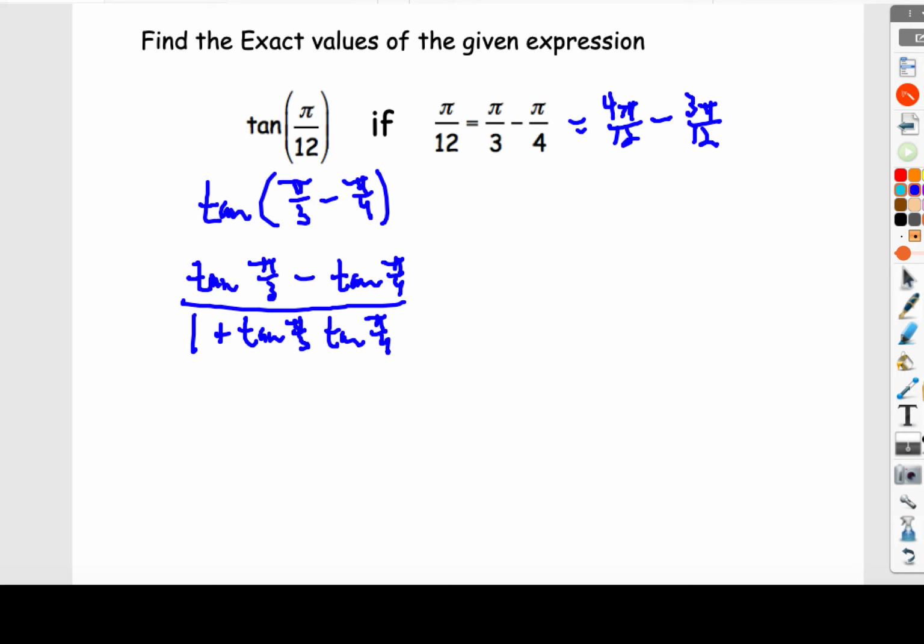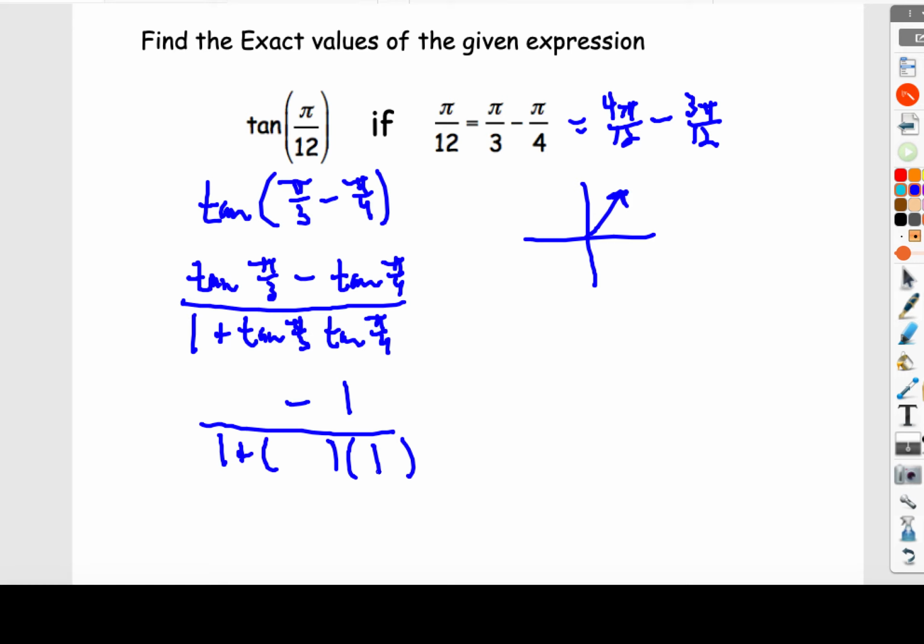Well, in that case, we just need to know tangent at pi over 3 and tangent at pi over 4. So if we think to our unit circle, pi over 4 is a 45-degree angle, which means, remember, the tangent will be equal to 1. So let's go ahead and fill that in. Tangent at pi over 4 is a 1. Down here on the bottom, 1 plus, and again, tangent at pi over 4 is just 1.